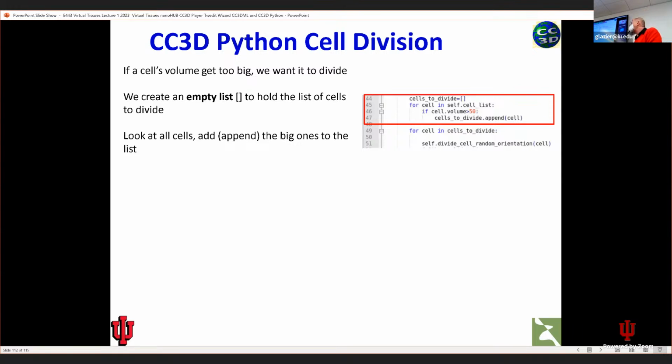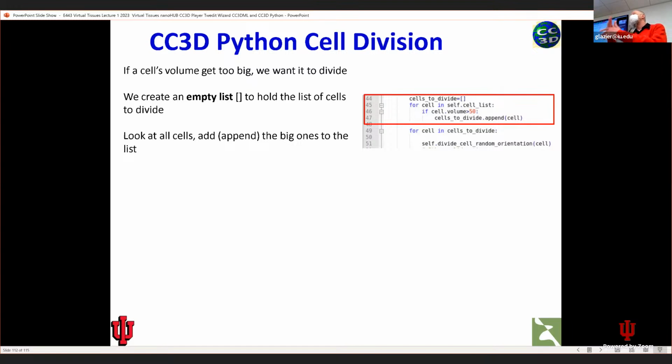When cells grow, we have to have a divide. This is a little bit of Python, which is maybe not so obvious. You have to create a place to keep a list of the things you're going to divide. So a square bracket in Python says you're going to create a list. You're going to create a list called cells to divide. You look at the cells. If the cell volume is bigger than 50, we add the cell to the list. Then we run through the list of cells to divide, and we say divide them.